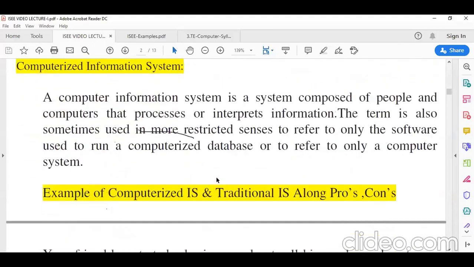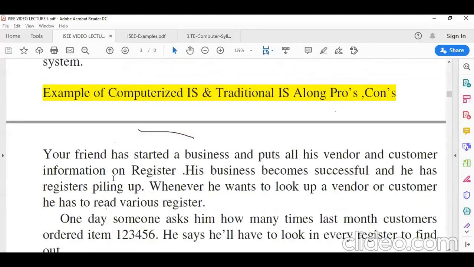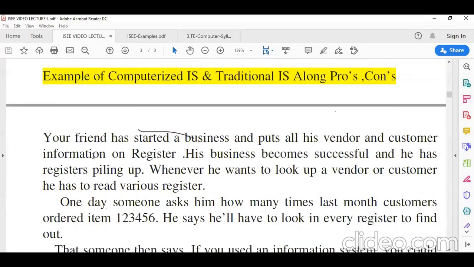Below I have mentioned the same example that we have discussed by using the name of Mayur. Your friend had started a business and put all his vendor information, means what? Vendor. Vendor means seller. विक्रेता. की आता मयूरची कंपनी आहे स्पेअर पार्ट बनवण्याची, बरोबर. तर मयूर might need to purchase something from another vendor. So that record also has to be kept in the information system.